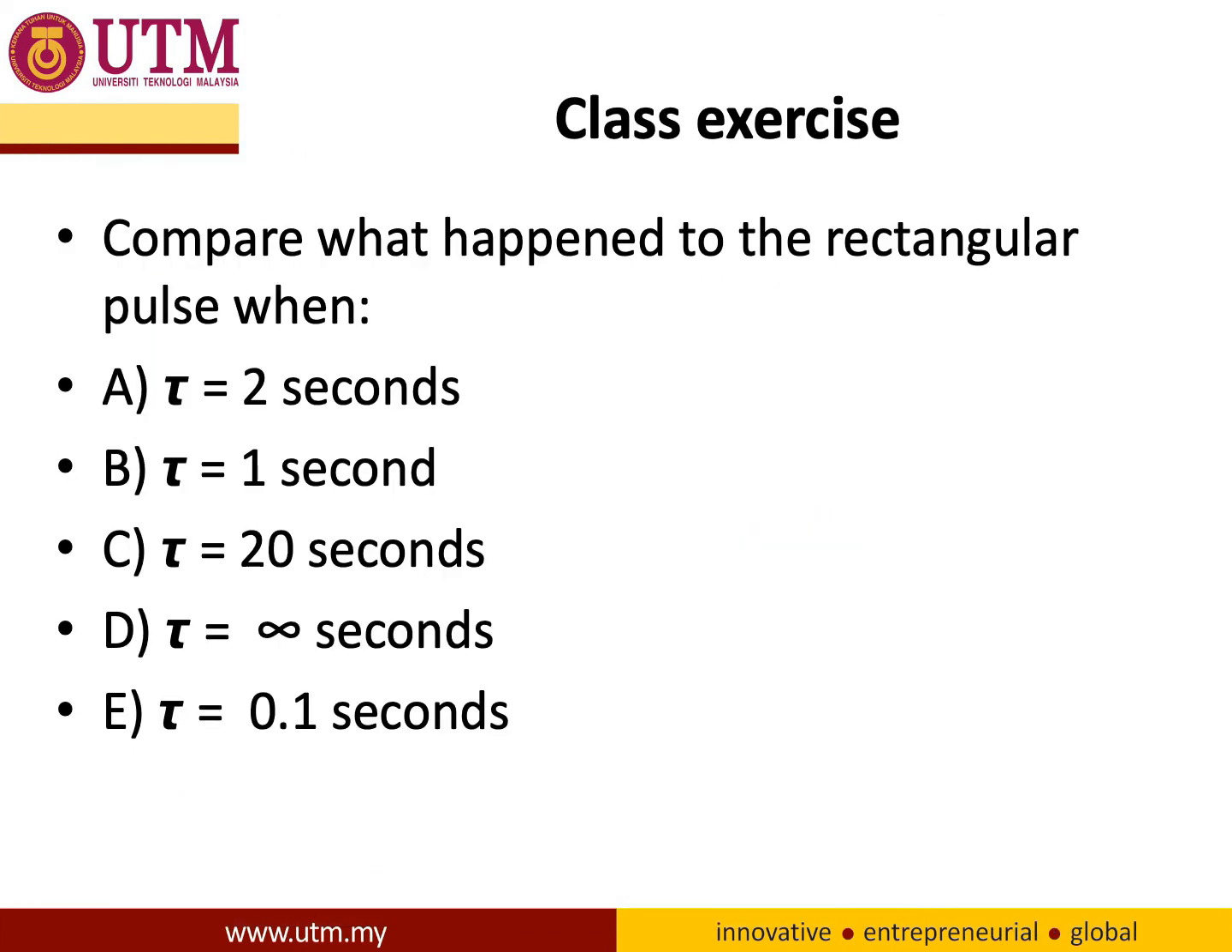Now, let us compare what happened to the rectangular pulse when we change the value of tau. A, tau equal to 2 seconds. B, tau equal to 1 second. C, we put tau into 20 seconds. And what happened when tau equal to infinity? And finally, when tau equal to 0.1 second.